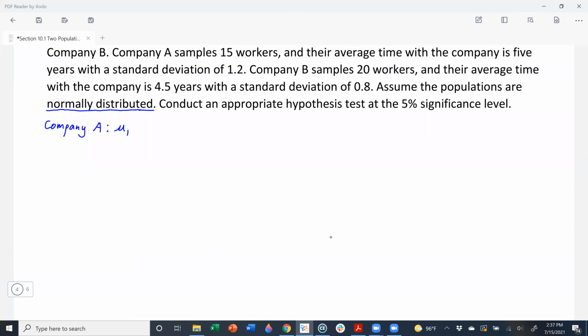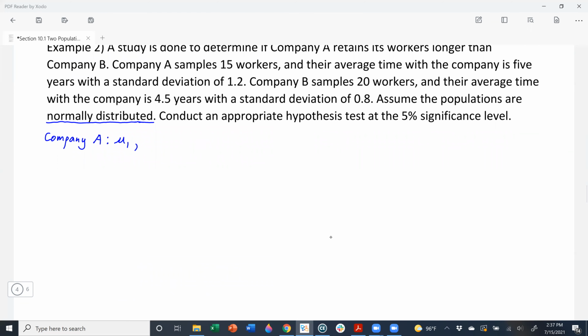You could use mu sub A if you want, but I'm just going to keep track. So mu sub 1, and we don't know what that is. But we do have a sample of 15 workers, so n1, the sample size, is 15. Their mean time is 5 years, so x1 bar, the sample mean, is 5. And the standard deviation is 1.2, so s1, the sample standard deviation, is 1.2.